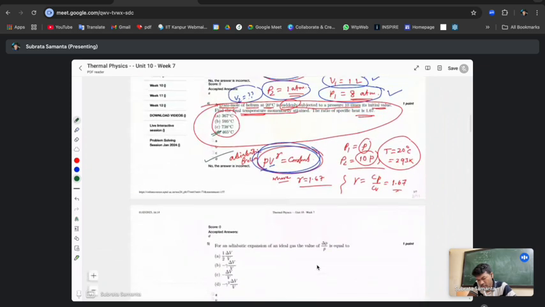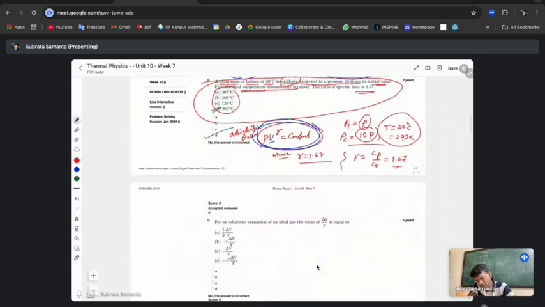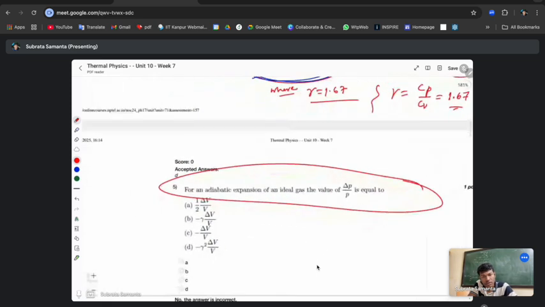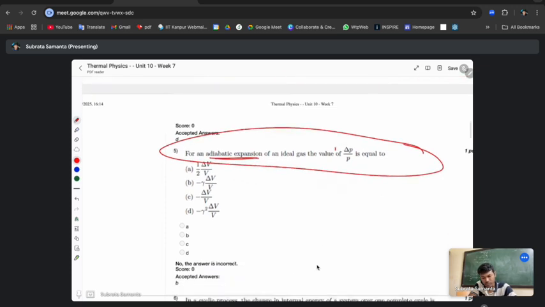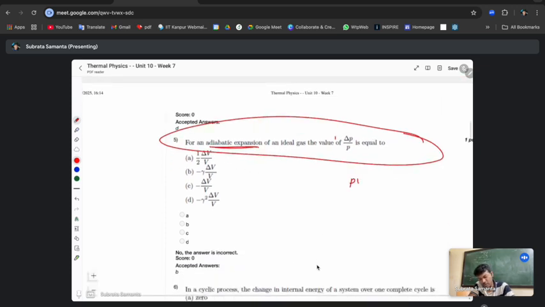So the next problem is problem number 5. For an adiabatic expansion of an ideal gas, the value of delta P by P is equal to what? First, note down the adiabatic expansion: P V to the power gamma equals a constant, right? I have to calculate delta P, so that means you have to differentiate this.